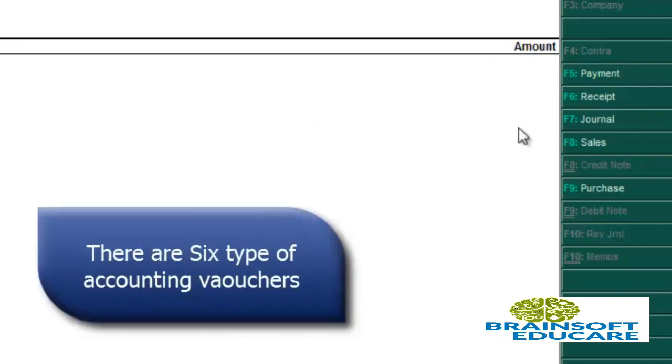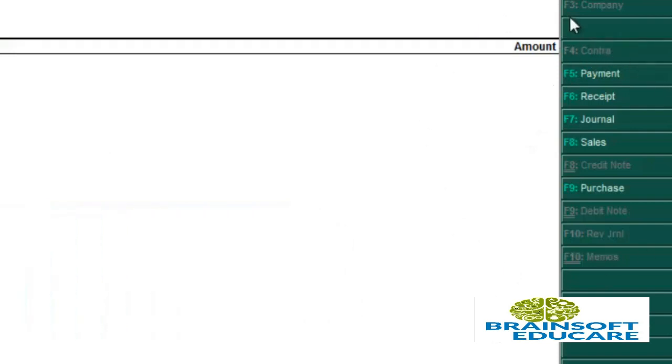Let's see just the names of the accounting vouchers of various types. On the right hand side of the window you can see the various types of vouchers available. One type of voucher is the contra, second is the payment, third is the receipt, fourth is the general, fifth is the sales, and sixth is the purchase. So these are the various types of vouchers.